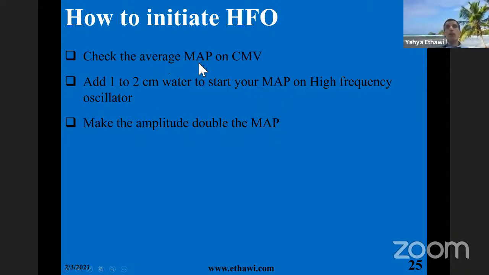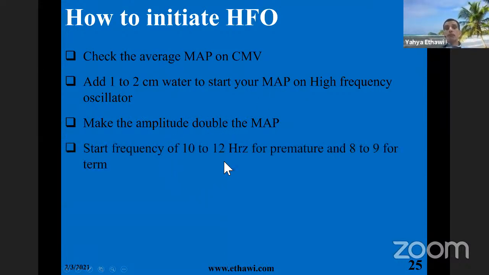So the map in high frequency is above the map of conventional, but when we say high frequency, we're talking about the oscillator, not the jet, because jet is different. So make the map of the oscillator 1 to 2 centimeters above the average map on conventional. The average map, get it as a measured value in conventional. And then we make the amplitude double the map.